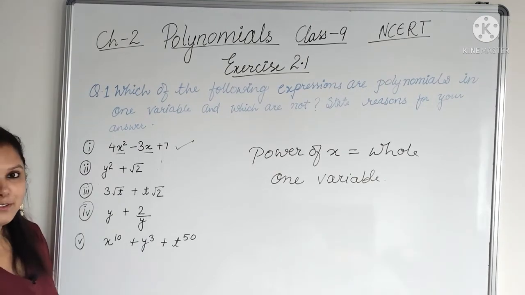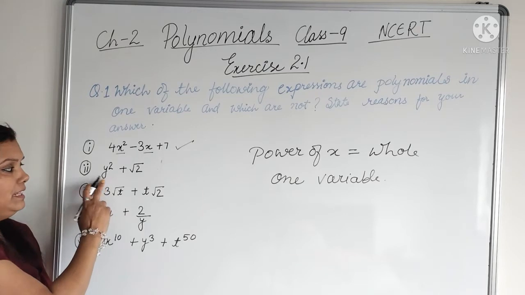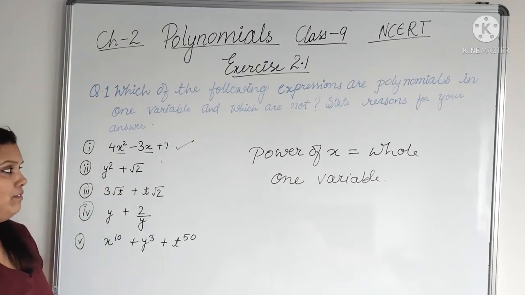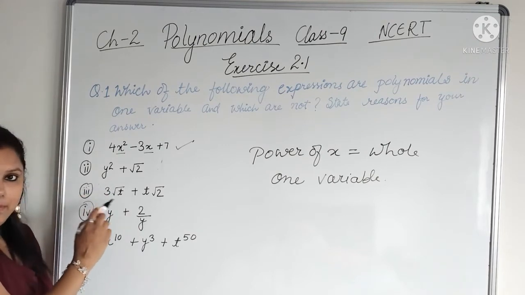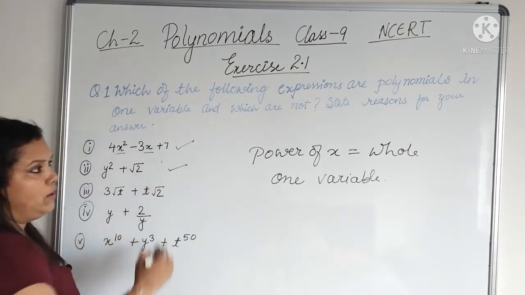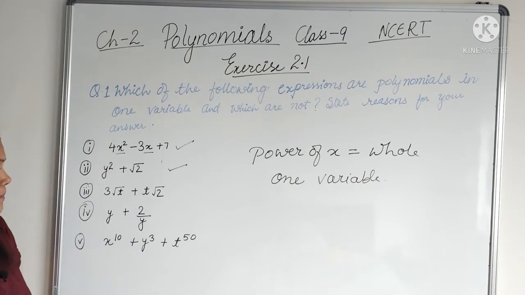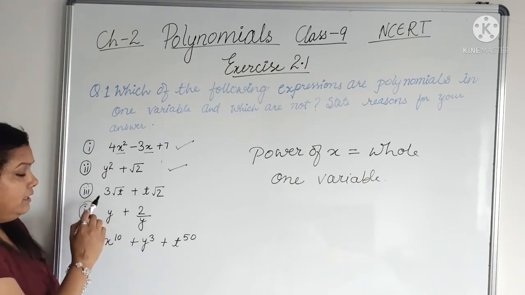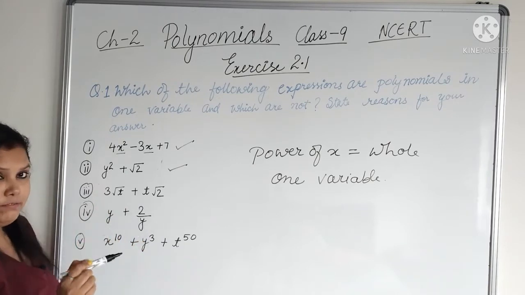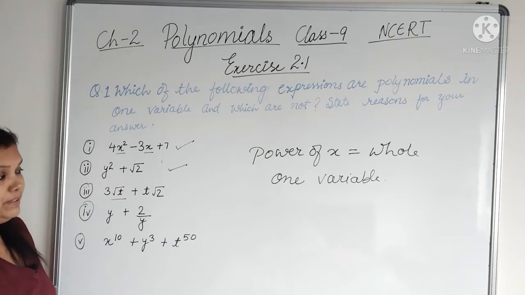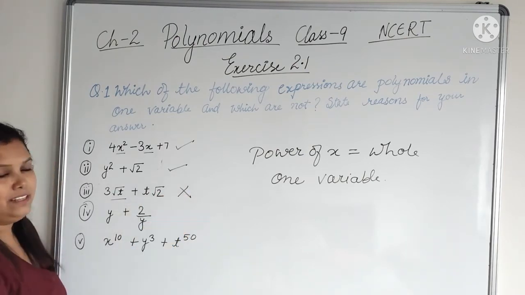Okay. Now the next question is y square plus under root 2. Here the variable is y and the power is a whole number, that is 2, and only one variable is there. So it is also a polynomial in one variable. Okay. Now the next one, 3 under root t plus t under root 2. So here we have to first see the variable part. This is under root t. That means it is not a whole number. So it can't be a polynomial in one variable.